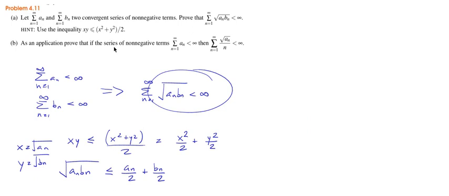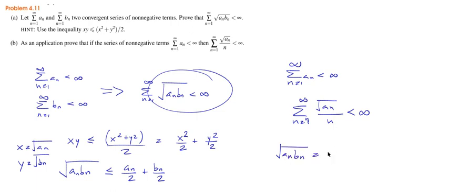Now, as an application, prove that if the series of non-negative terms a sub n is convergent, then the sum of the square root of a_n over n will also be convergent. So the application is we need to prove, in this case, that we have a second series b sub n that we know is convergent, and when we write it like this, it will also be convergent. So we have a_n b_n, the square root of that, and we want this to be equal to the square root of a_n over n.